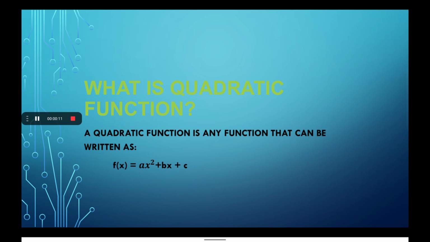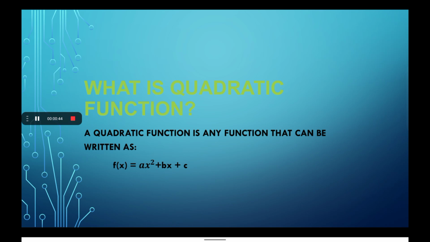Here, what is a quadratic function? A quadratic function is any function that can be written as f of x equals ax square plus bx plus c. Okay, here the highest order of this equation is 2, right? The quadratic function is in this format, that is ax square plus bx plus c. Here a, b, c are real numbers, and this a is not equal to 0.